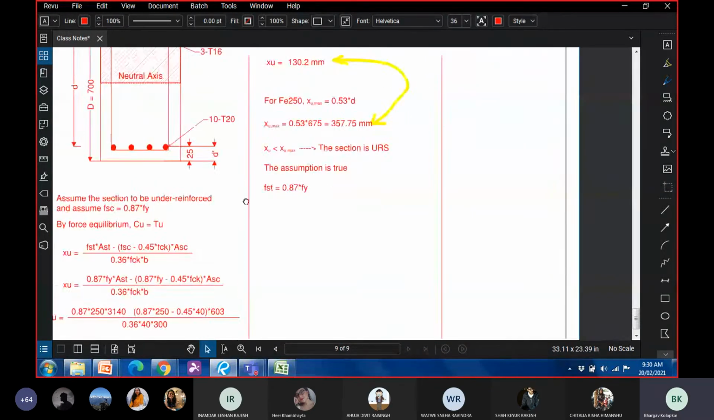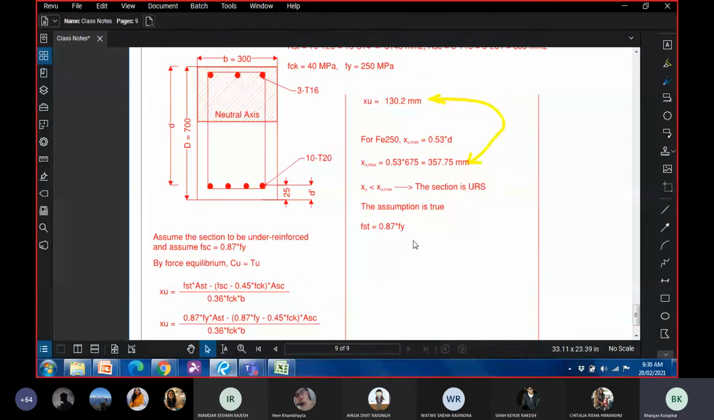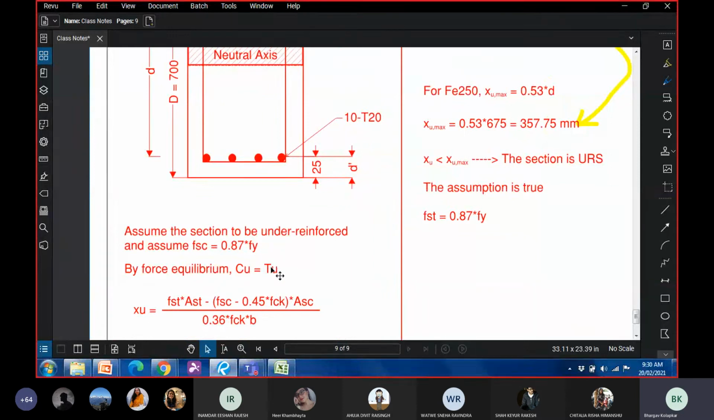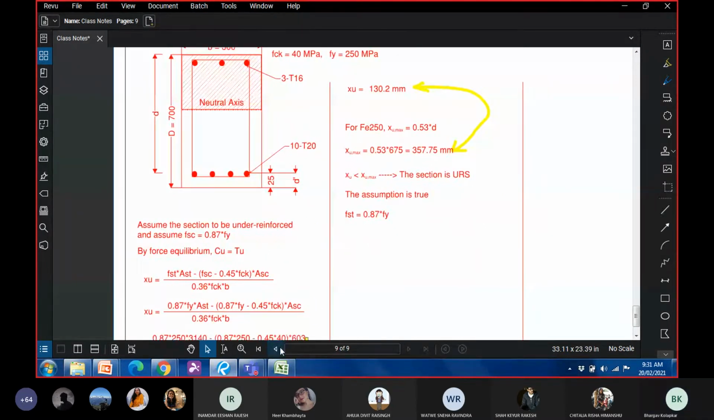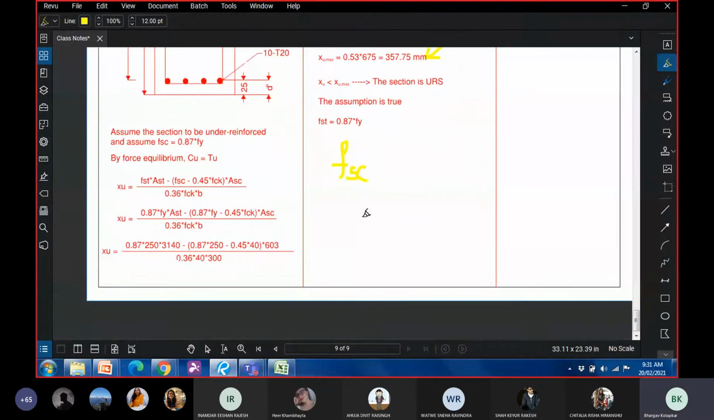Now we have made another assumption that FSC is equal to 0.87 FY. Can someone add in as to how we can prove that this assumption is also correct or wrong? How can we test this assumption? So we want to find out what is the stress in steel in compression. Okay, so what we will need for this is the strain in steel in compression.